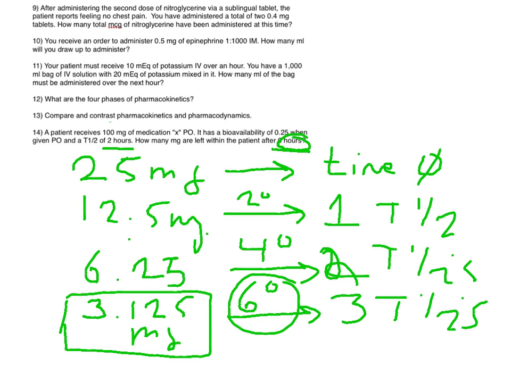And remember, I said that I would never give you anything in between. I would always stay at a whole half-life, because to find any concentration between is going to require the use of a differential equation, which is not a requisite for this level of pharmacology. So I was always going to do whole half-lives, which makes it easy. So there we are, 3.125 milligrams are left after 6 hours, because 6 hours is 3 half-lives.